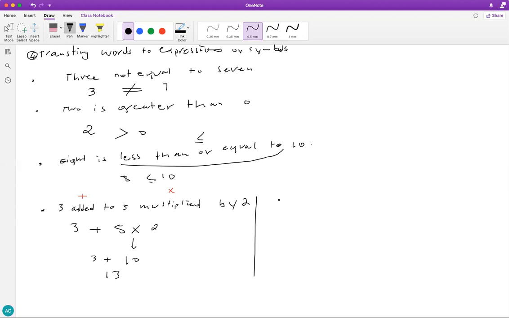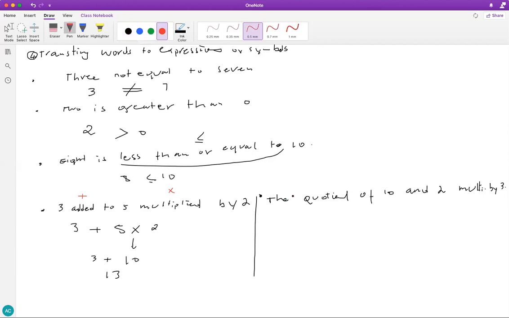What about, let's say, the quotient of 10 and 2 multiplied by 3. So let's translate first, and then simplify. How would you translate this?